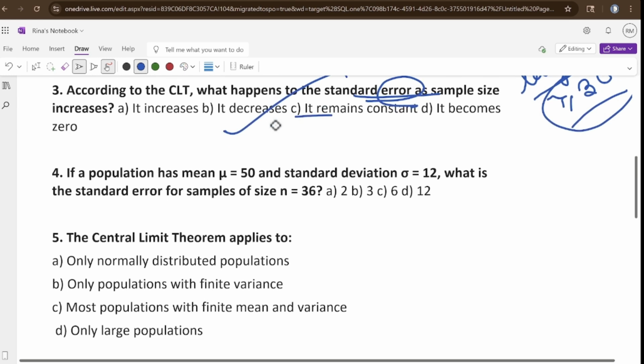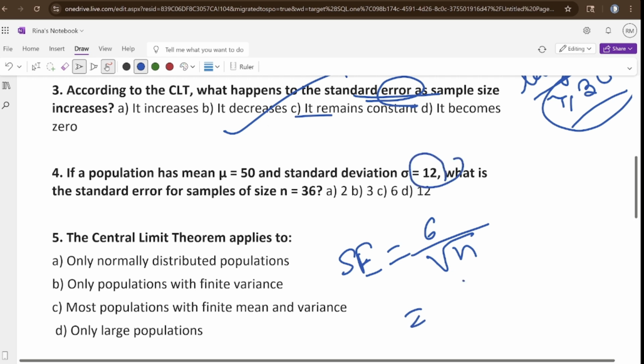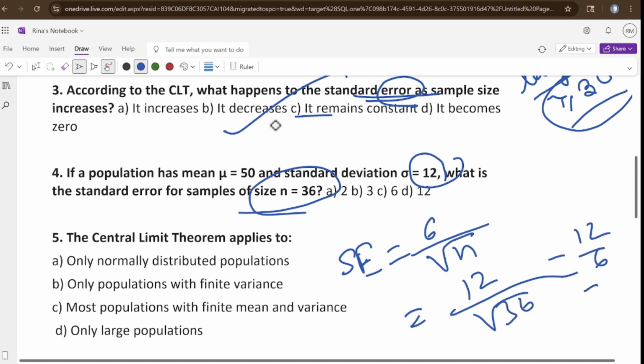Okay. Now, if a population has mean equal to 50, standard deviation equal to 12, and sample size 36, what is the standard error? See, the formula for standard error is sigma divided by root n. Standard deviation here is 12, and n is the sample size, so root of 36. So 12 divided by 6 equals 2.